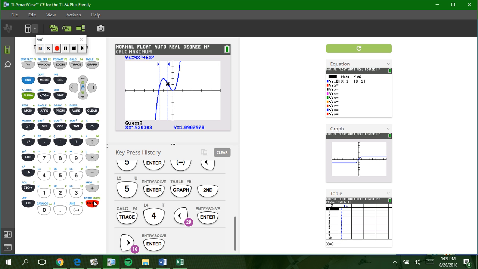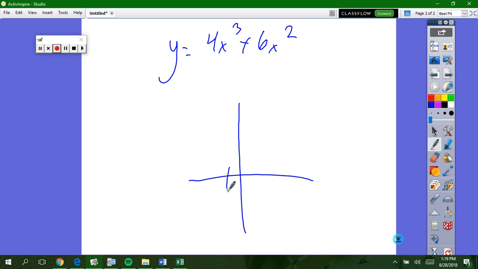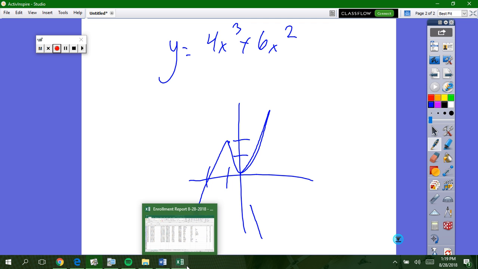What's our high point? -1, 2. Okay, so I'm going to come over here and graph my graph a little bit better. Once again, what was the equation that I wrote? 4x cubed plus 6x squared. Is that a correct statement for everybody? So that was at -1, 2 is my high point. Basically, that's our graph. Not the prettiest, but you get the idea.